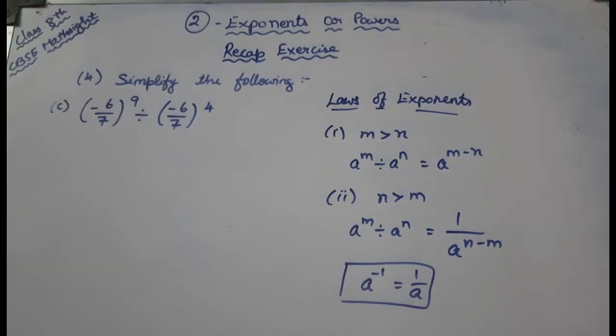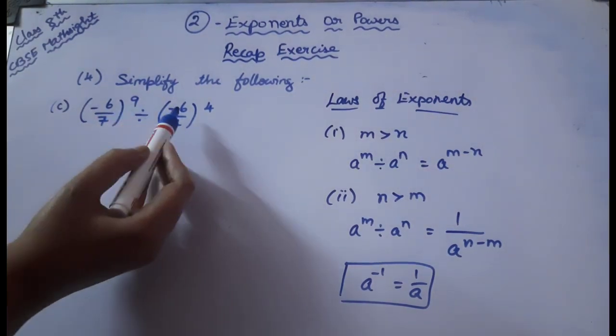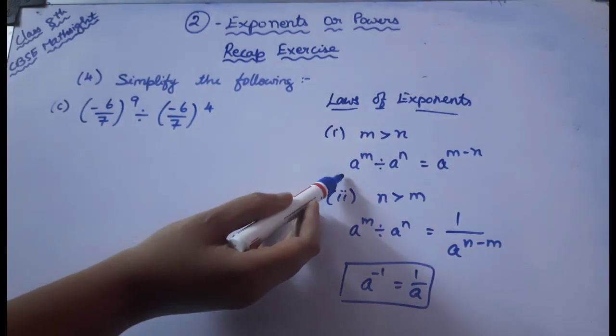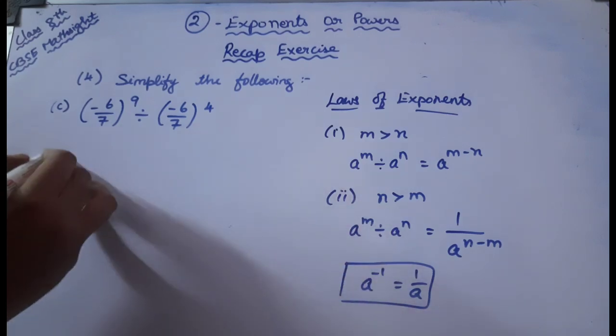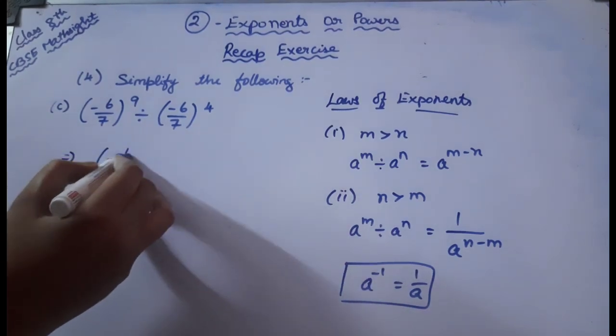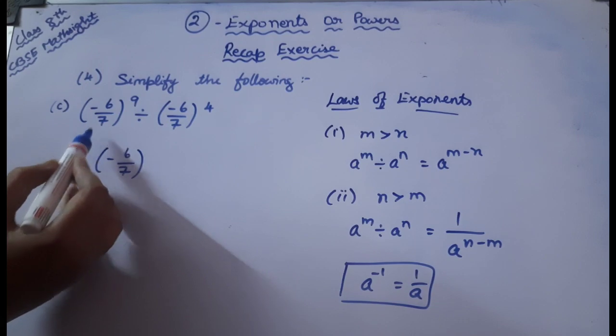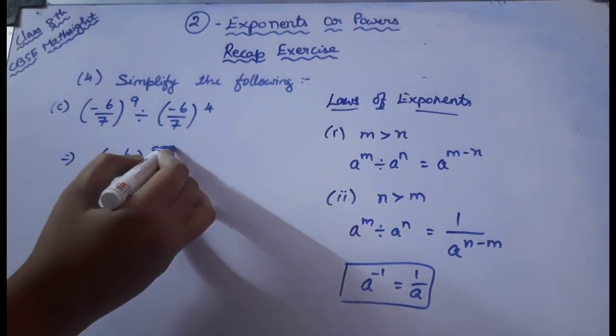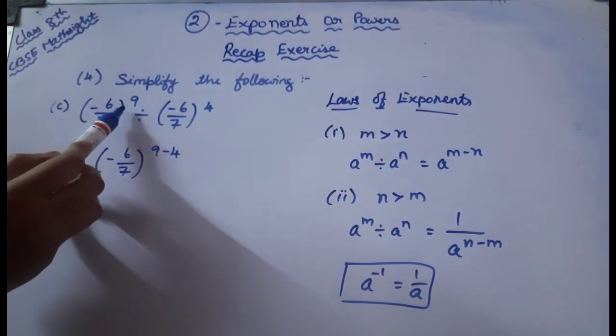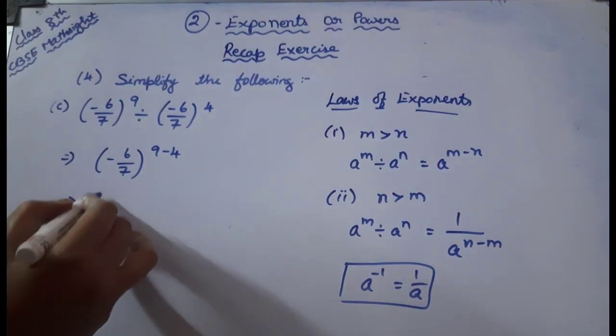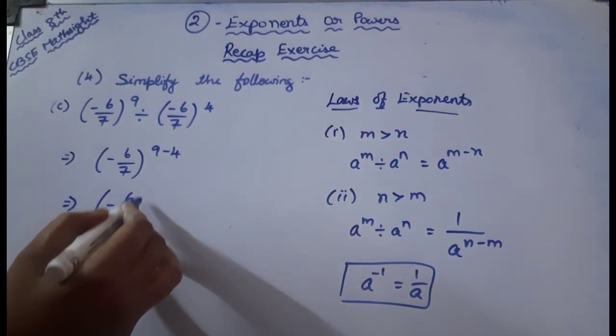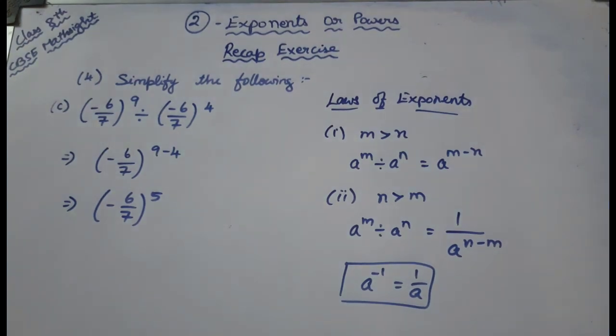The next sum is minus 6 by 7 to the power of 9 divided by minus 6 by 7 to the power of 4. So here we can see the first value m is greater than the second value. So we can always use the first rule. So this can be written as minus 6 by 7, the base is minus 6 by 7, to the power of 9 minus 4, because the first value is greater. So 9 minus 4 is nothing but 5. So minus 6 by 7 to the power of 5 is the answer.